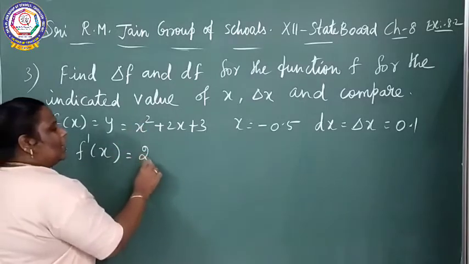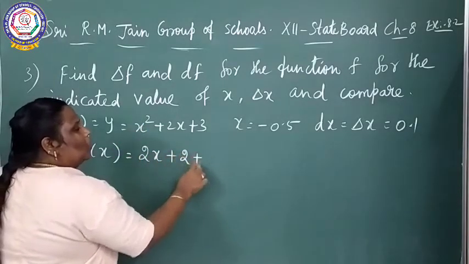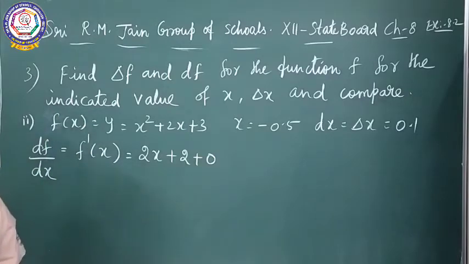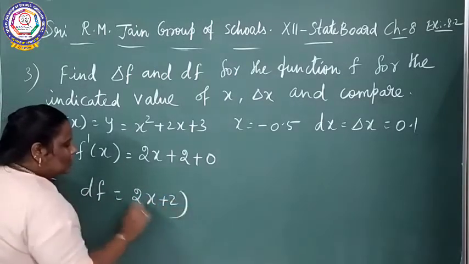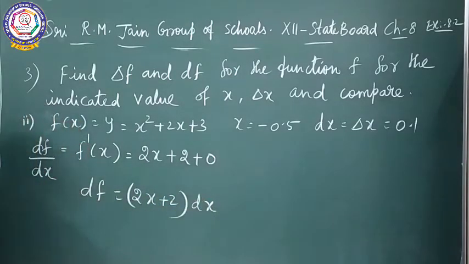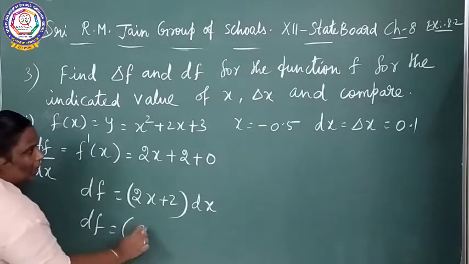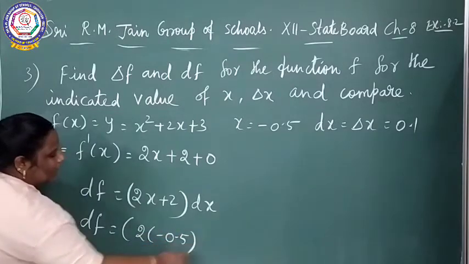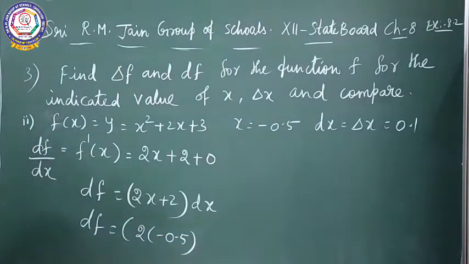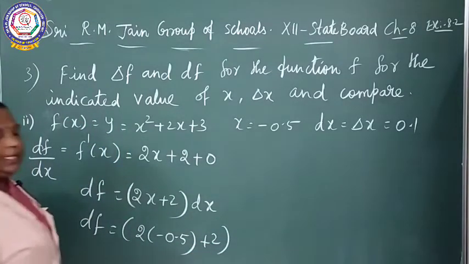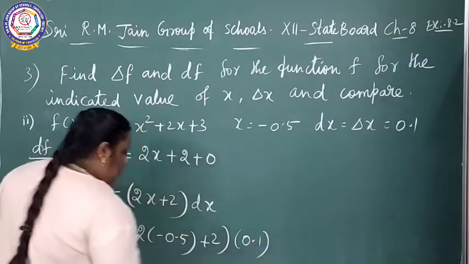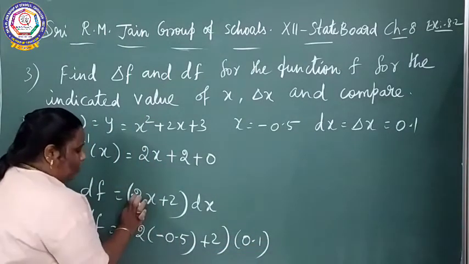See, x² becomes 2x, 2x becomes 2, and the constant term 3 becomes 0. So df = (2x + 2) dx. You can substitute the value and find the value of df. df = 2 × (-0.5) + 2, where the x value is -0.5, into dx. What is dx? dx is 0.1.